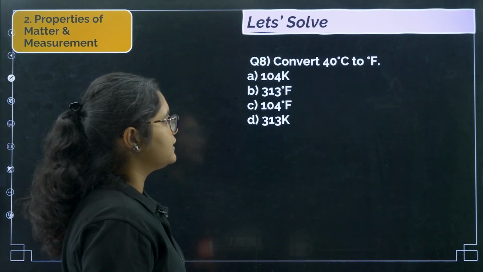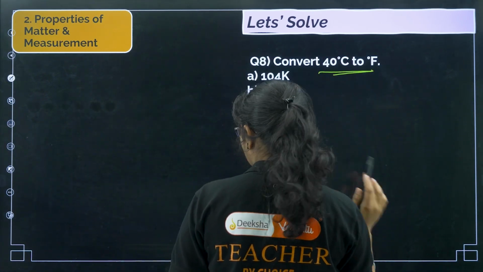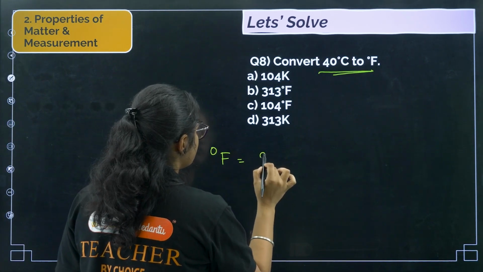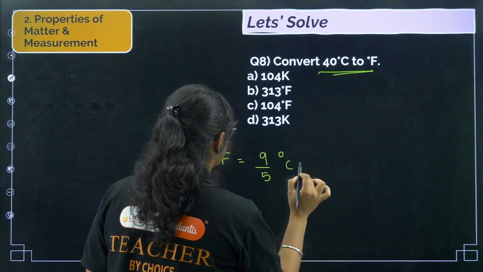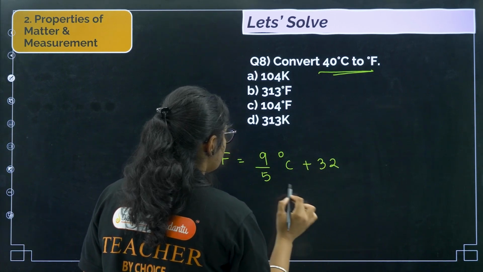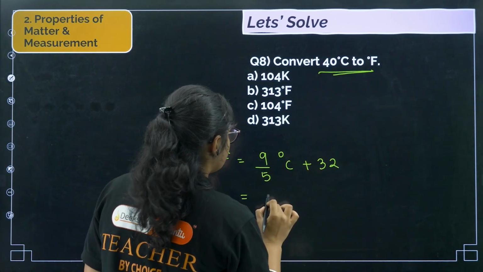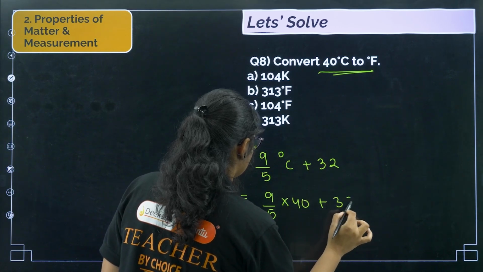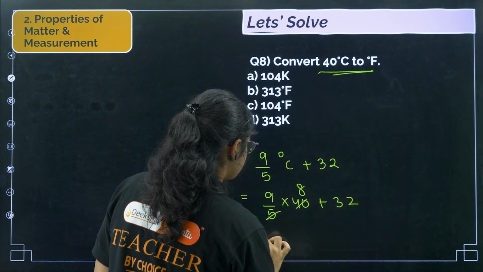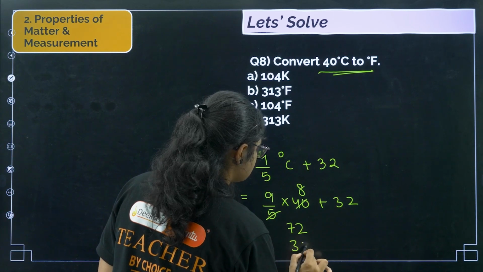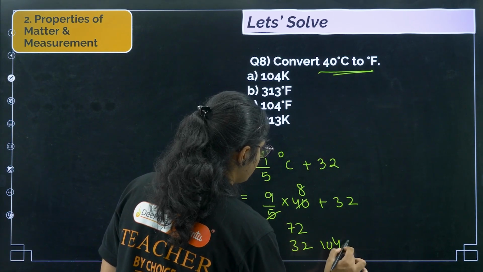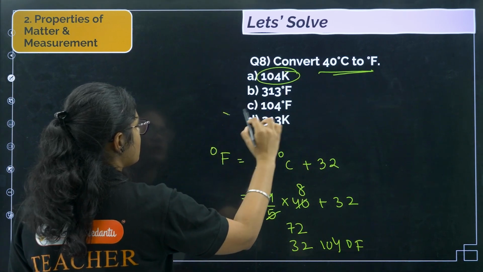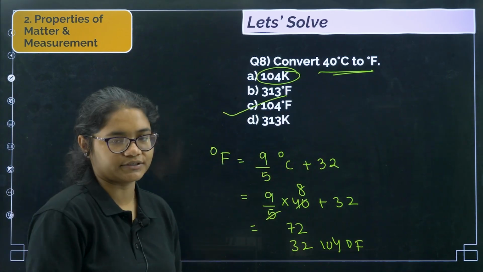Next, convert 40 degrees Celsius to Fahrenheit. This can be a good question. So what is the relation? We have degree Fahrenheit is equal to 9/5 into degree centigrade plus 32, right? So with 40 degrees Celsius, 9/5 into 40 plus 32, I'll get 72 plus 32, that is 104 degrees Fahrenheit. You can see an option is 104 Kelvin, that is not the correct answer, that is degree Fahrenheit, option number C.